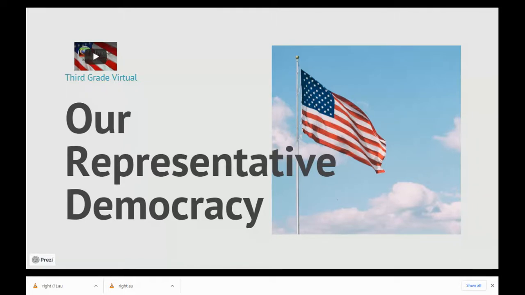And you'll hear people say, well, we don't have a democracy, we have a republic. We do have both of those things, a democracy and a republic. Specifically, we have a representative democracy. All right, what does that mean?